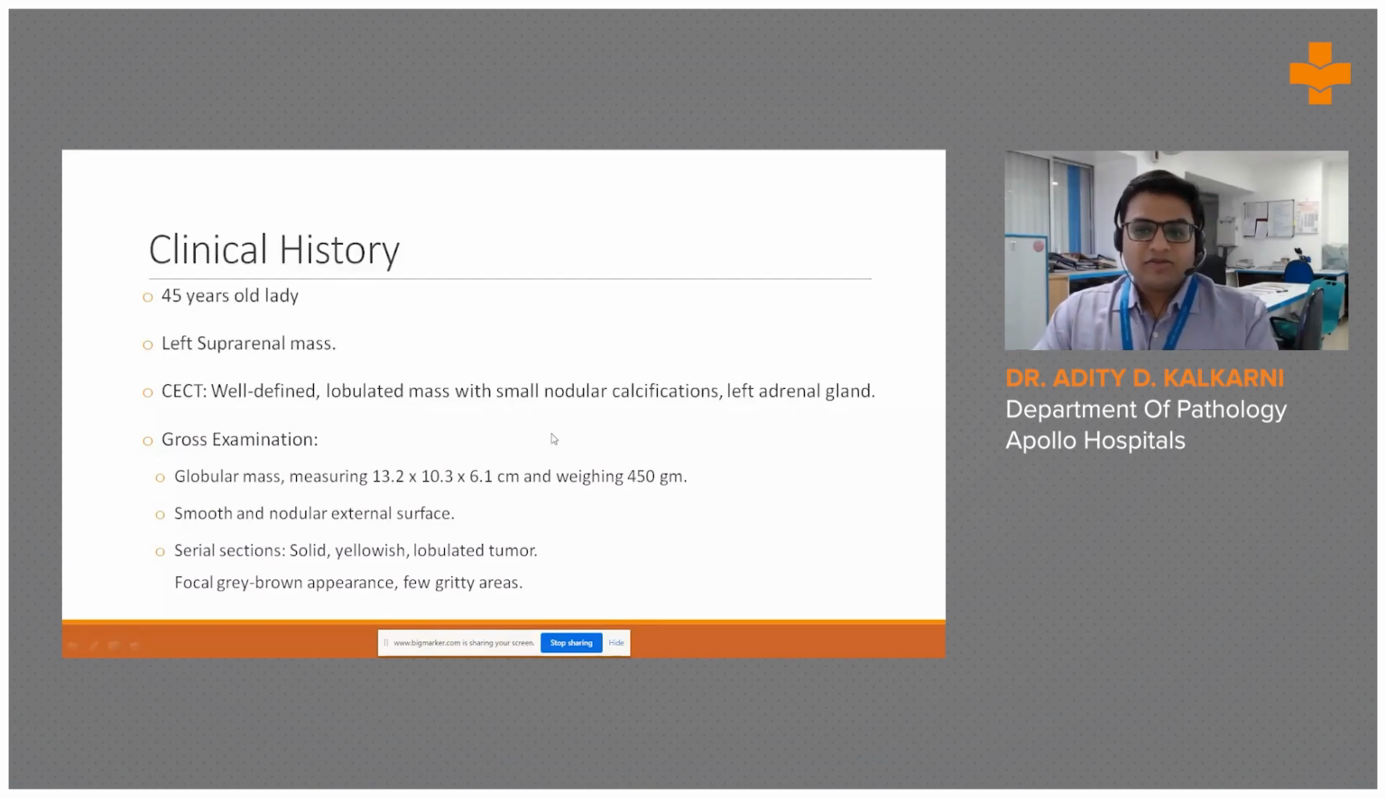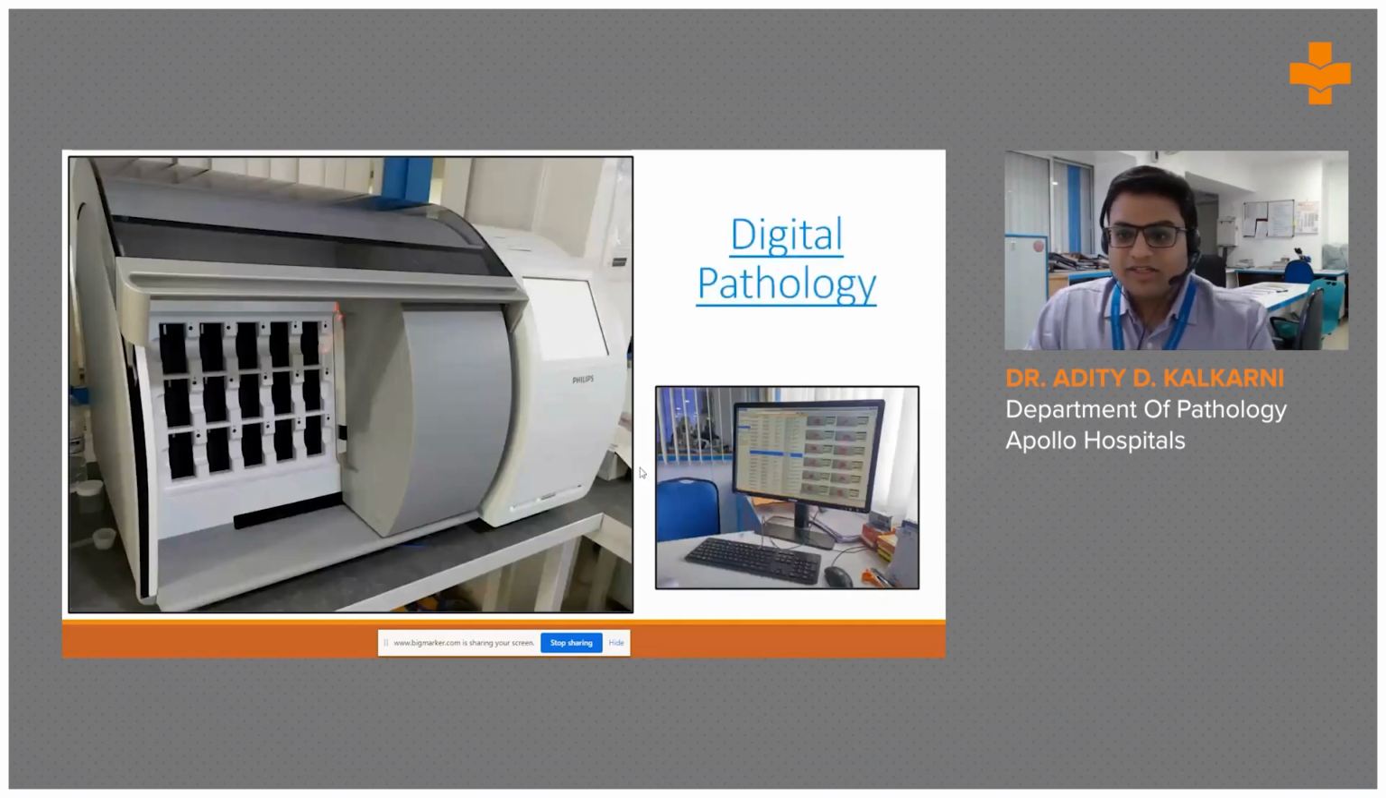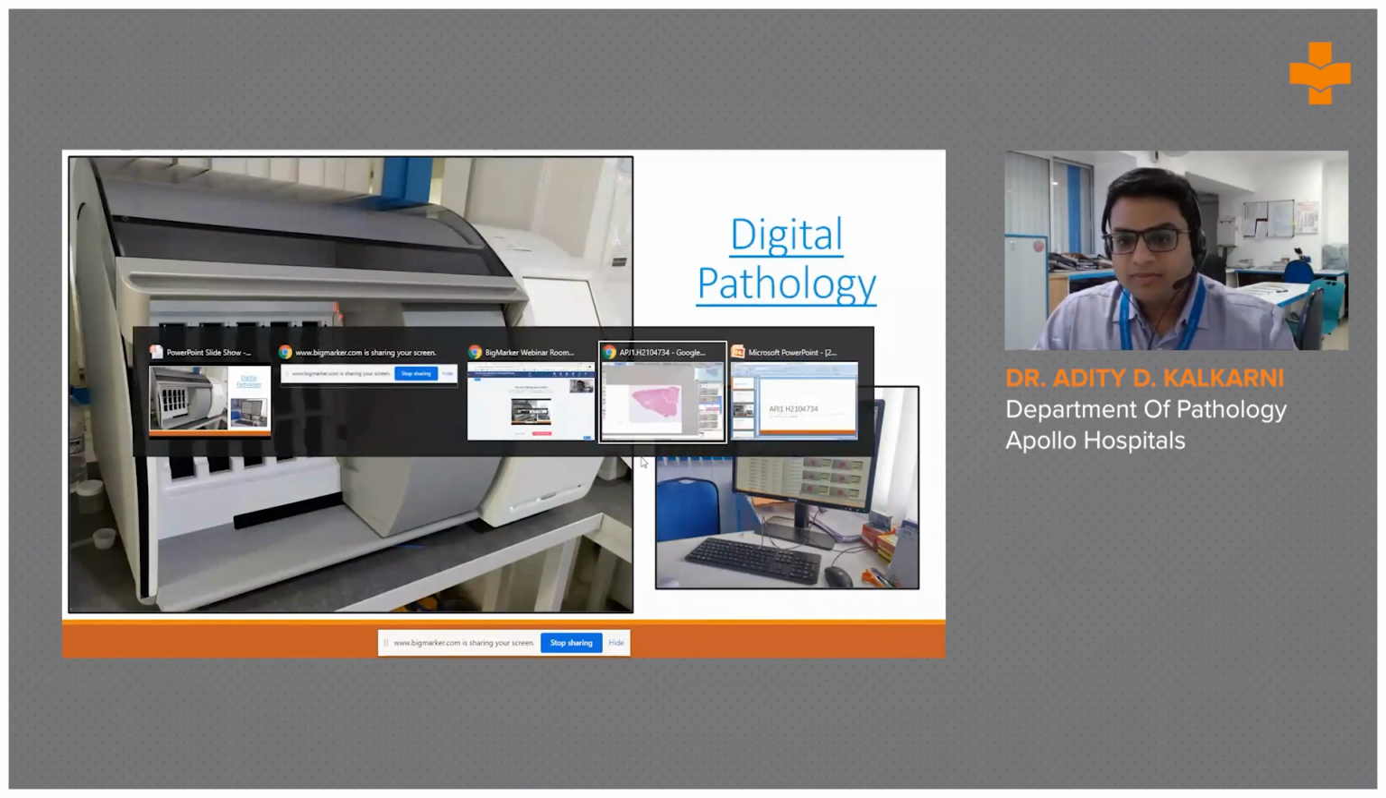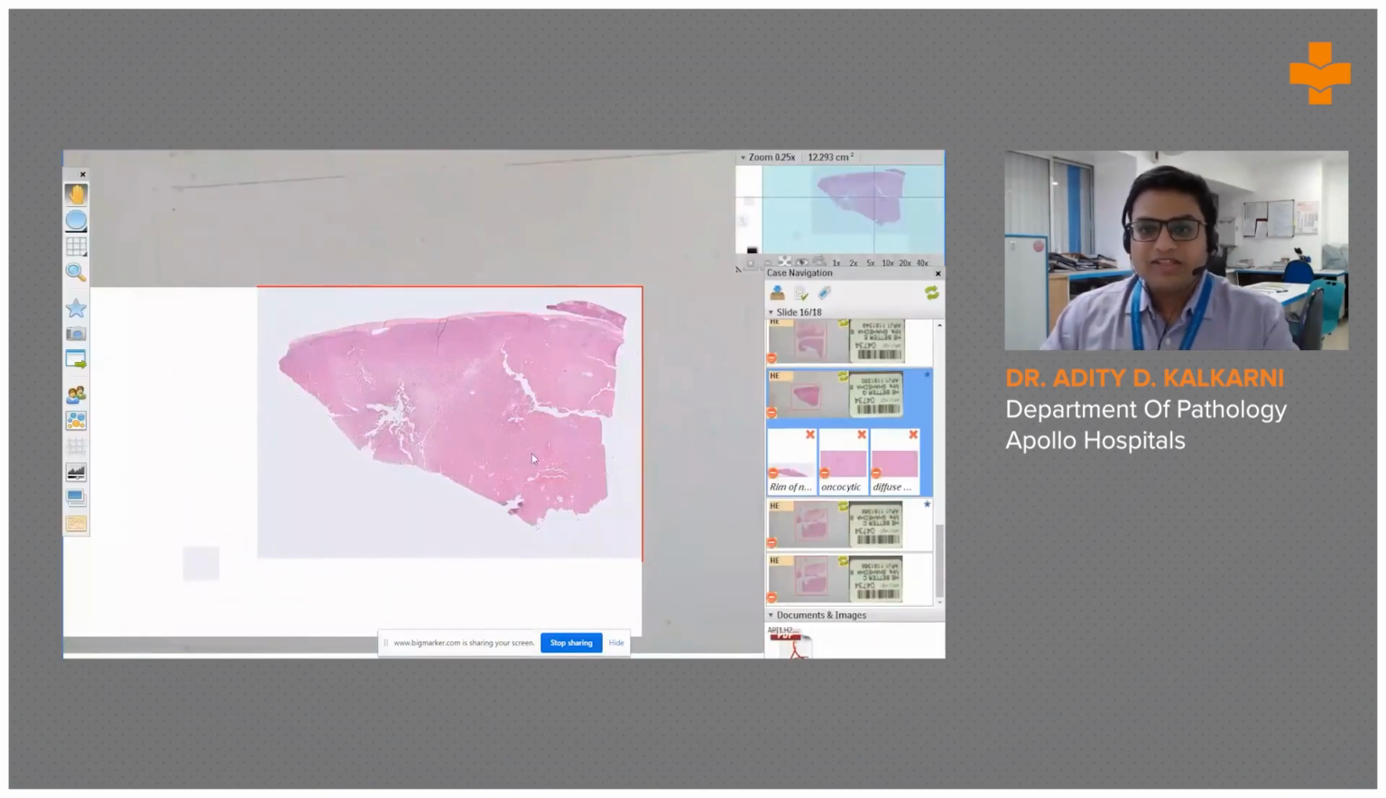The external surface was intact, meaning there was no invasion, and the tumor showed a solid and yellowish appearance. There were a few gritty areas. Let us go on to the focus of today, that is the digital pathology slides. So straight away, these panoramic views, scanner views are the best thing about digital pathology.